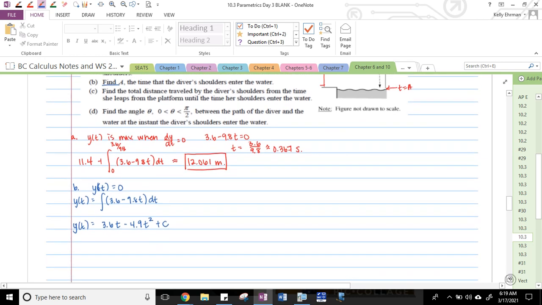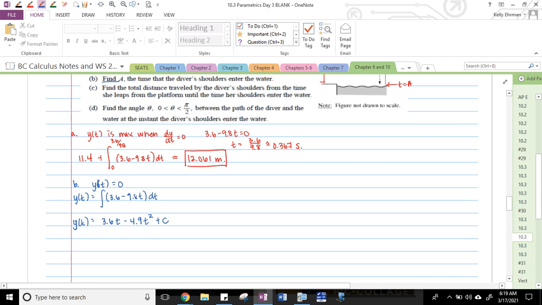We actually have that initial condition, right? We know that when t is 0, y is 11.4. So now we know that y of t is equal to 3.6t. Well, why don't we put it in order? It's equal to negative 4.9t squared plus 3.6t plus 11.4. We were asking when does that hit the ground, or when do we hit the water? So when is this equal to 0?